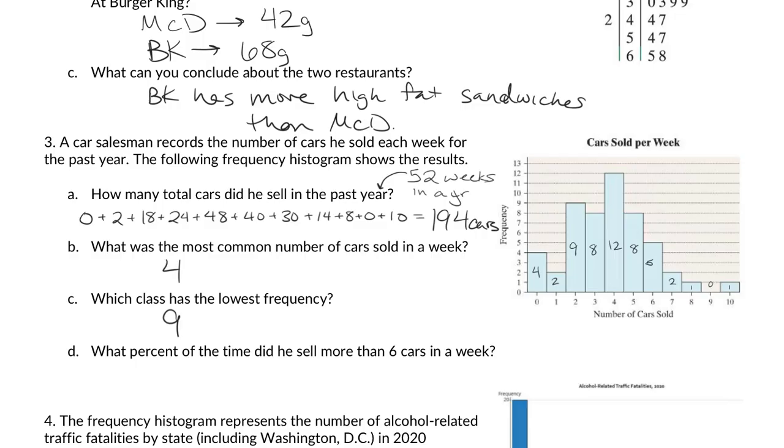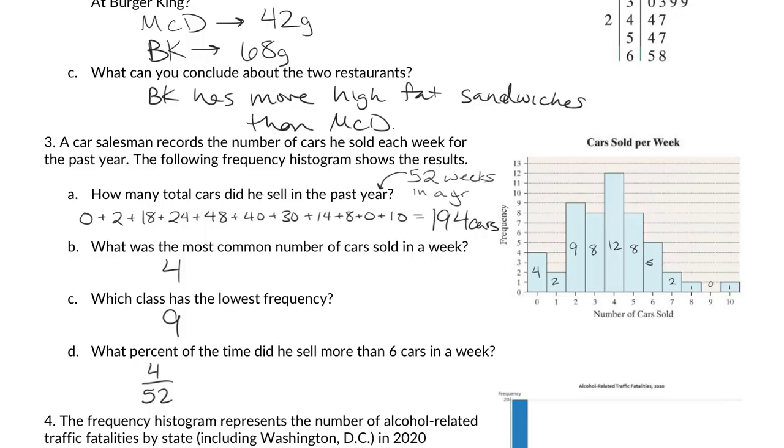And what percent of the time did he sell more than 6 cars in a week? Guess my question for you is, which numbers on here would be more than 6 cars? 7, 8, 9, and 10. How many times did he sell 7, 8, 9, or 10 cars? 4 times. Out of how many weeks of the year did he sell more cars than 6? He sold that 4 out of those 52 weeks in a year.